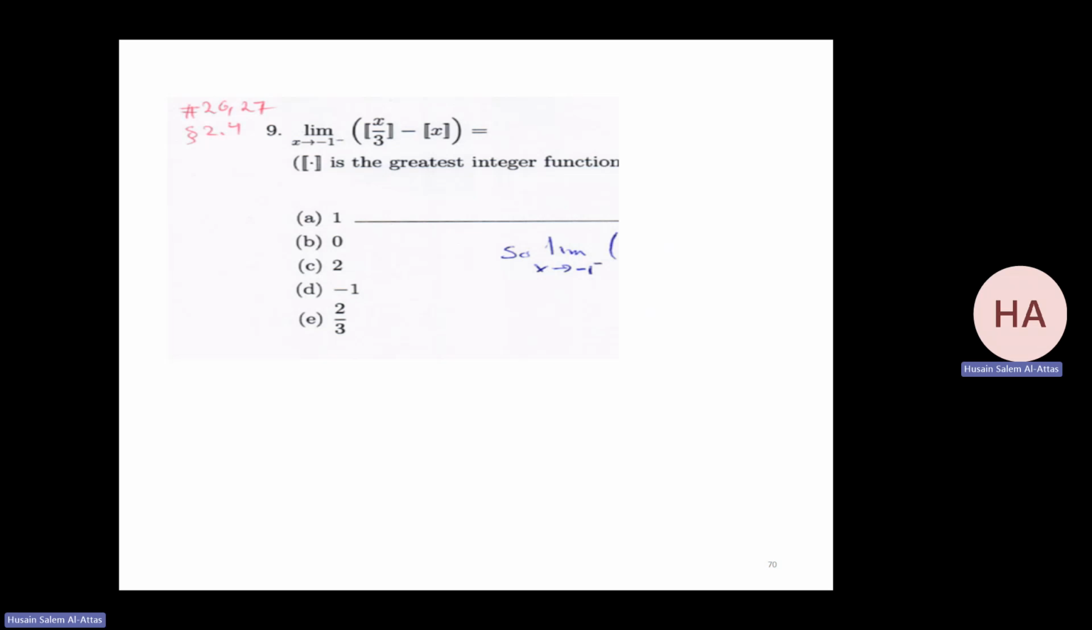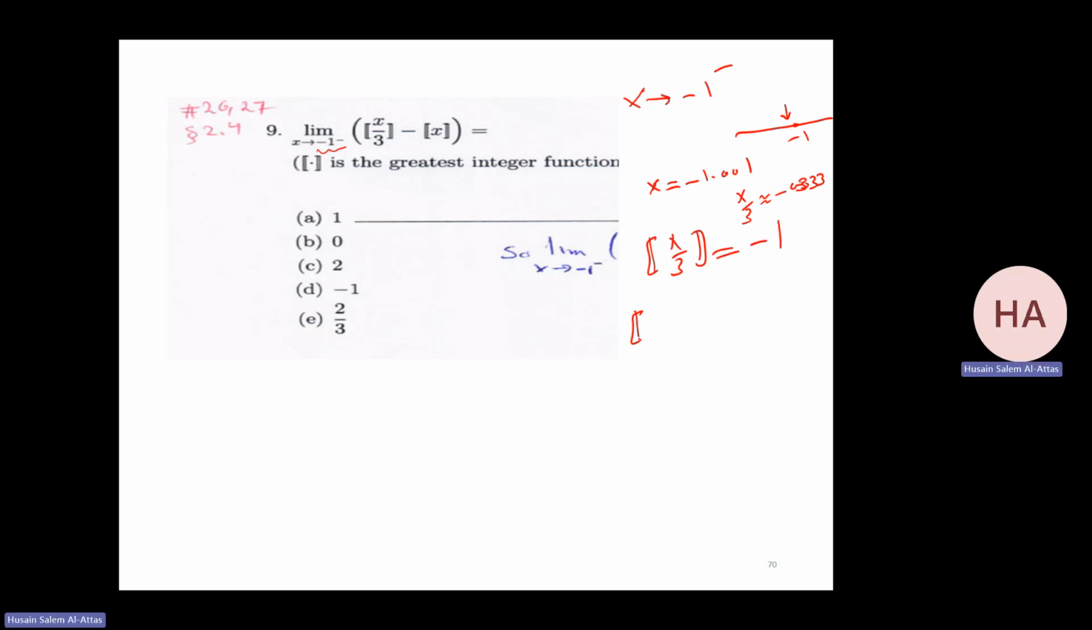The greatest integer of x over 3 minus the greatest integer of x. I need minus 1 from left. Minus 1 from left, be careful. X goes to minus 1 from left. So I take a value, x equal minus 1 point something. Now, what will happen? The greatest integer of x over 3 will be minus 1 point something over 3, so it's minus a number less than 1. So x over 3 will be minus 0.3333 something. If we do the greatest integer, it will be minus 1.